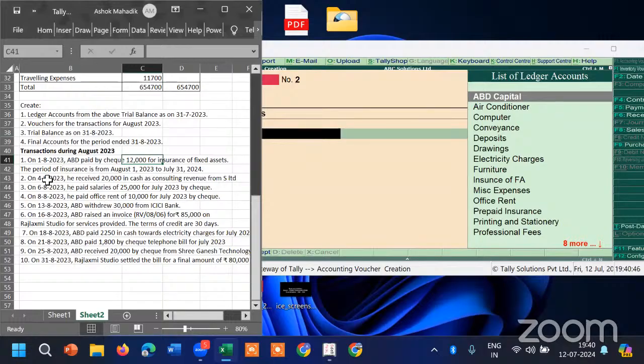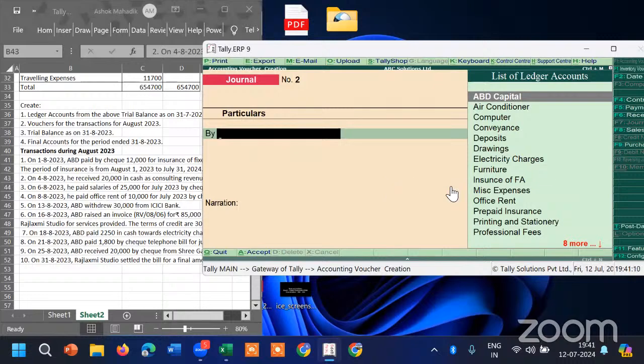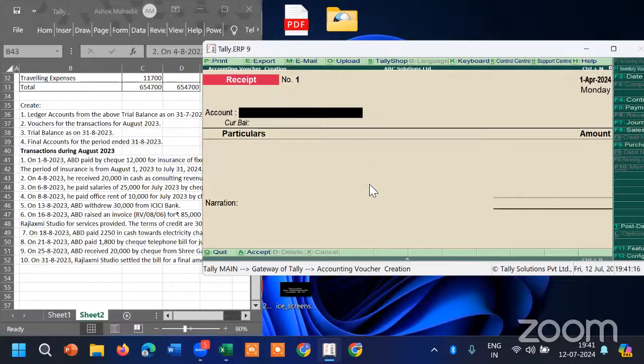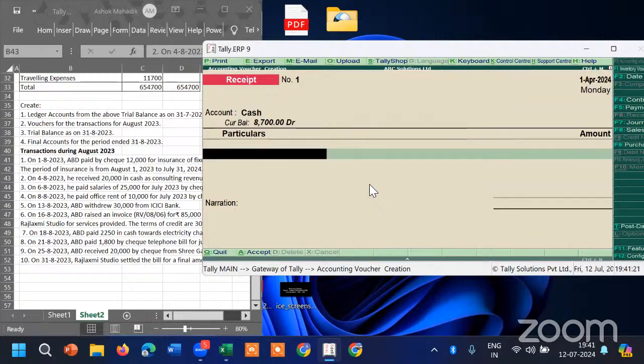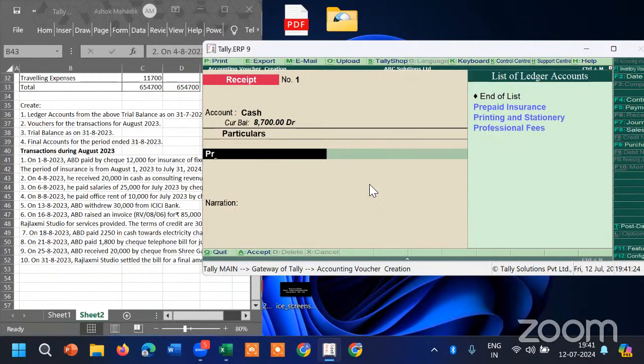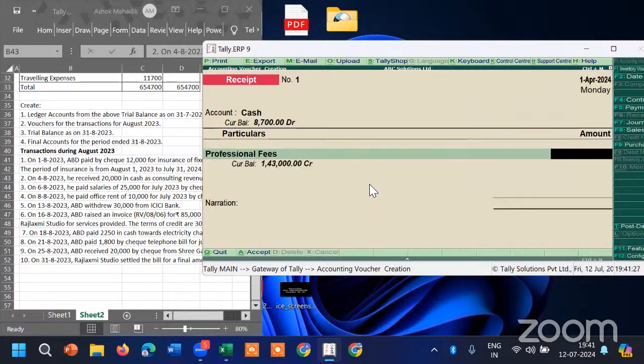Clear? Second, on 4th August, he received 20,000 in cash as consulting revenue from S Limited. So professional fees received, 20,000 in cash. Whenever we collect fees or money in cash, that is any income in cash, we don't consider the party's name. So this will go under receipts. Press F6 or just click F6. We get receipt, and we have received in cash, so we'll press C. We get the option cash, and this is professional fees. How much? 20,000.